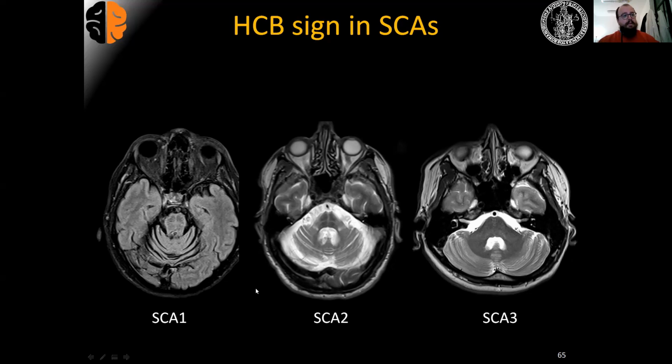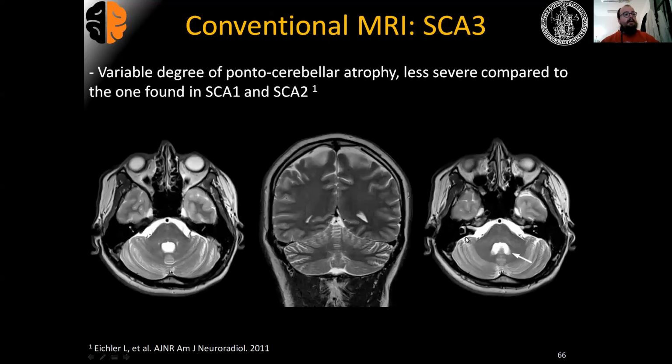Talking about SCA3, it actually has a pattern of atrophy which is way less severe compared to SCA1 and SCA2. As you can see, mostly vermian atrophy due to enlargement of the fourth ventricle, but relative sparing of the other structures of the midbrain and the brainstem.